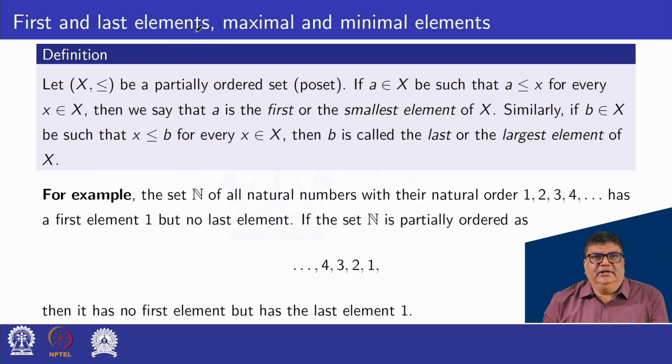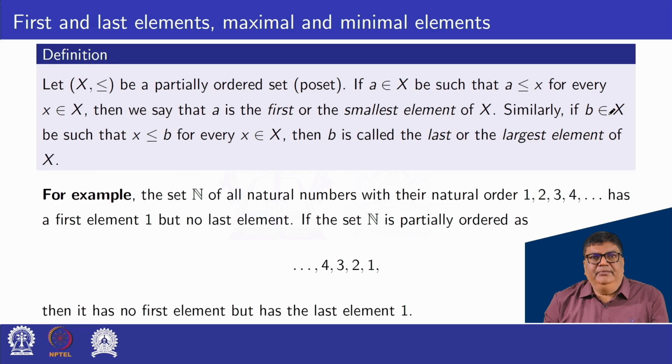First and last elements, maximal and minimal elements. Let (X, ≤) be a partially ordered set, that is, a poset. If a belonging to X is such that a ≤ x for every x belonging to X, then we say that a is the first or the smallest element of X.